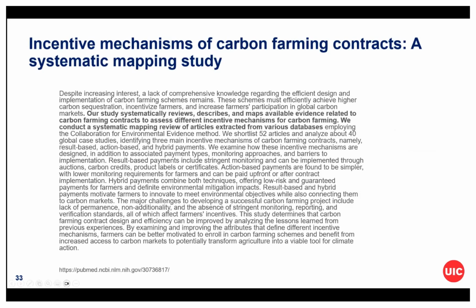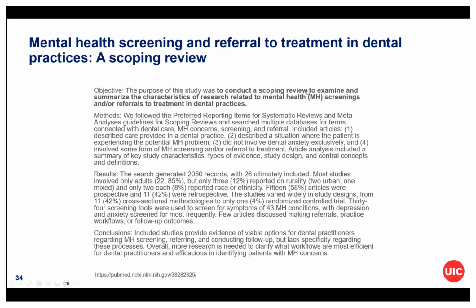Okay. And then here's an example of a mapping study that I highlighted, on carbon farming contracts, conducting a systematic mapping review of articles that they extracted from different databases. And here's a scoping review that examines and summarizes the characteristics of research related to mental health screenings or referrals to treatment in dental practices.